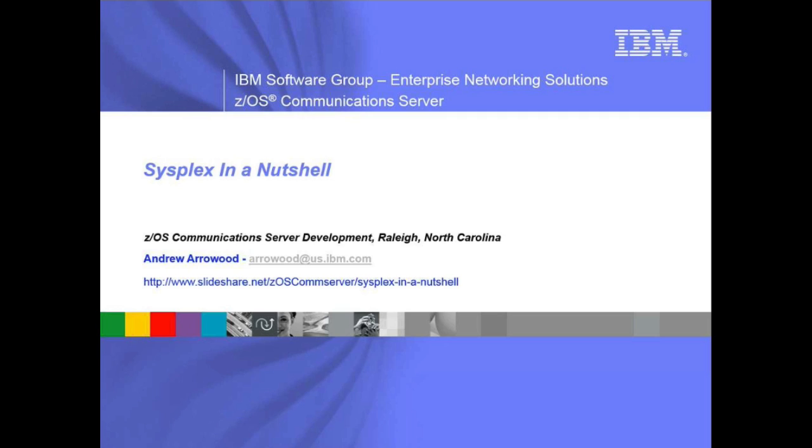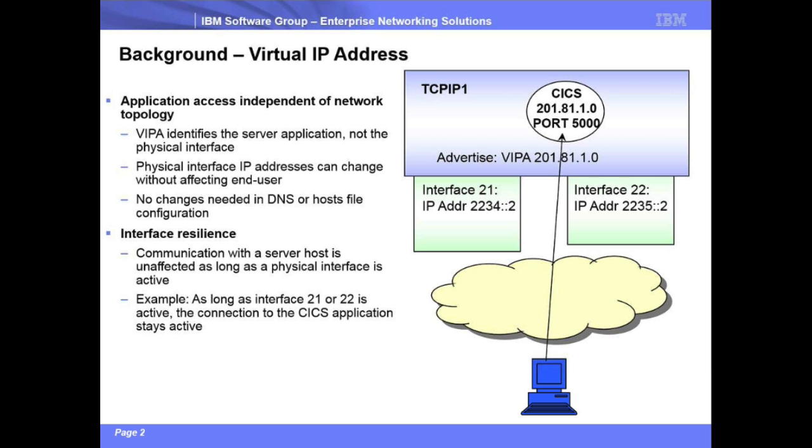Okay, so the first thing when talking about a Sysplex is to talk about the virtual IP address. Everything we do in the Sysplex is based on the virtual IP address. The virtual IP address identifies a server application independent of the physical interface. Instead, the VIPA is just associated with an application or a TCP/IP stack. This allows physical interface IP addresses to change on the fly without affecting the end user or existing TCP/IP connections from the client, in this case to the CICS application.